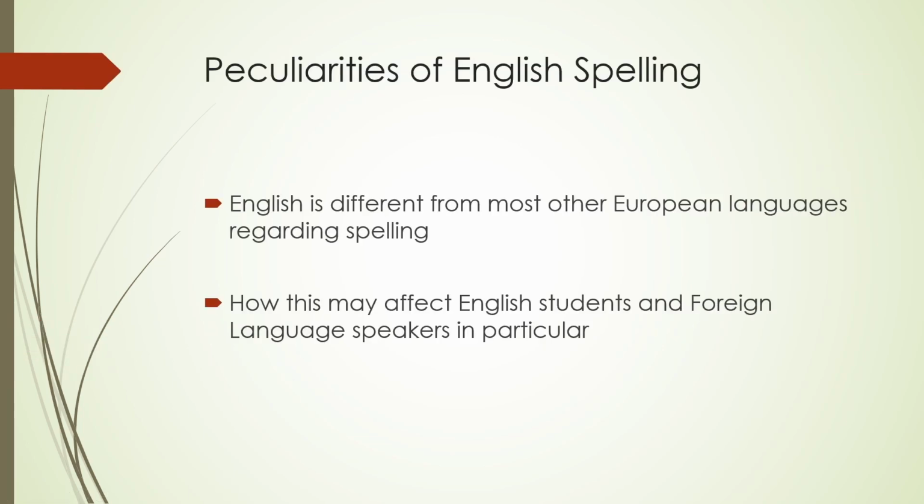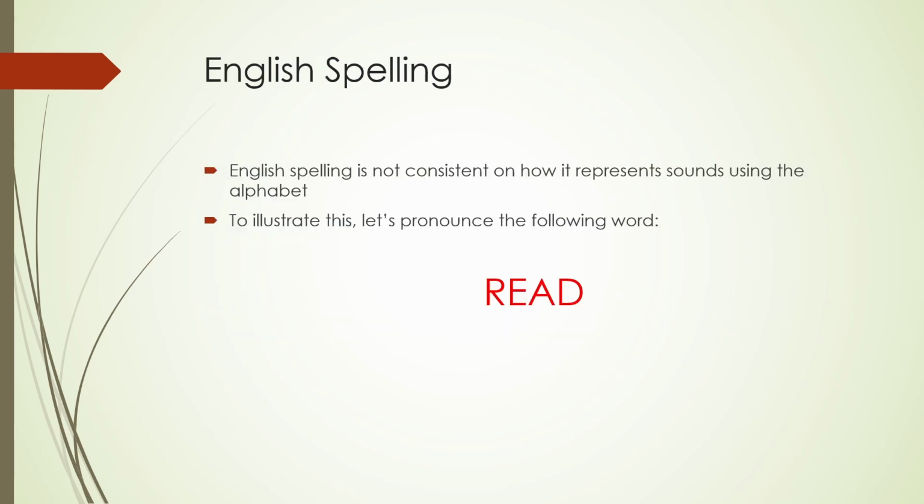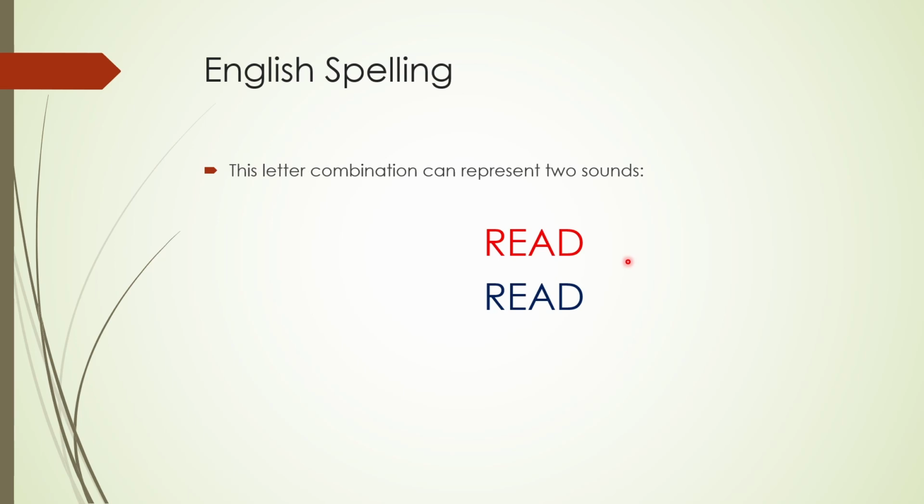Well, English is different from most other European languages regarding spelling, because it is not consistent on how it represents sounds using the alphabet. To illustrate this, let's take a look at this word and let's try to pronounce it. Now, most of you may have pronounced it as "reed", but it could also be pronounced as "red". So you don't know by just looking at this word how to pronounce it. This letter combination can represent two sounds. We just don't know by looking at it.